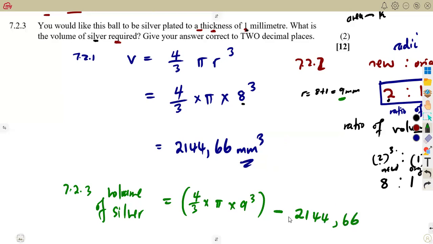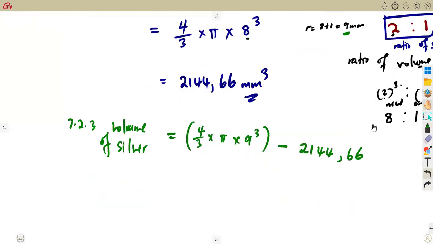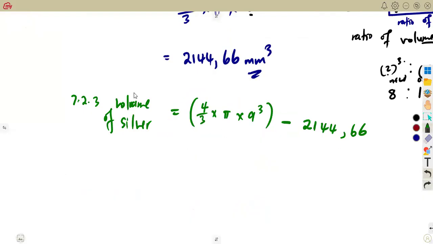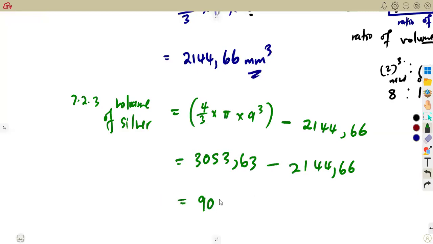144.66. So you must remove it from the volume when the silver and the ball combined have this volume together. That was going to give us 3,053.63. We subtract the one that we had originally when the ball was not coated with anything. That was going to give us 908.97. The difference there in cubic meters. So we have the volume of the silver coating according to our presentation of our question.